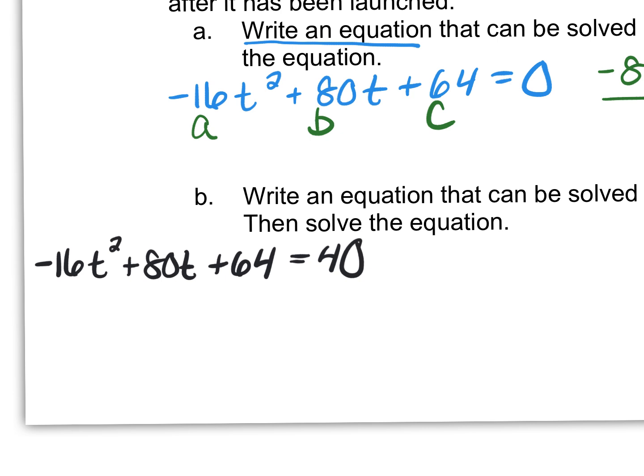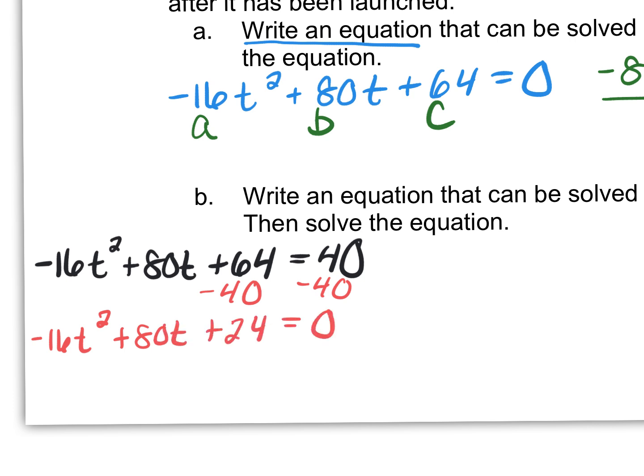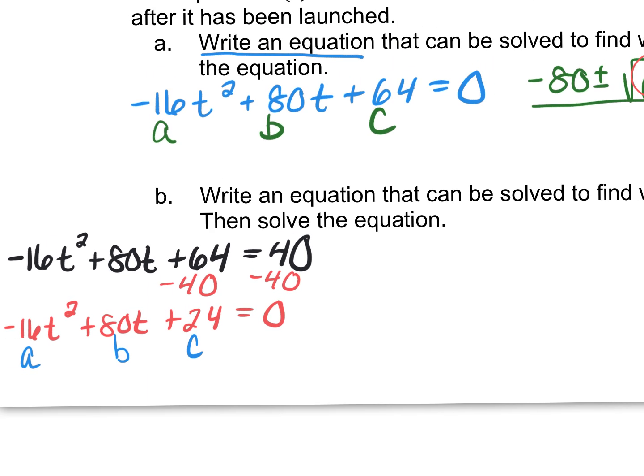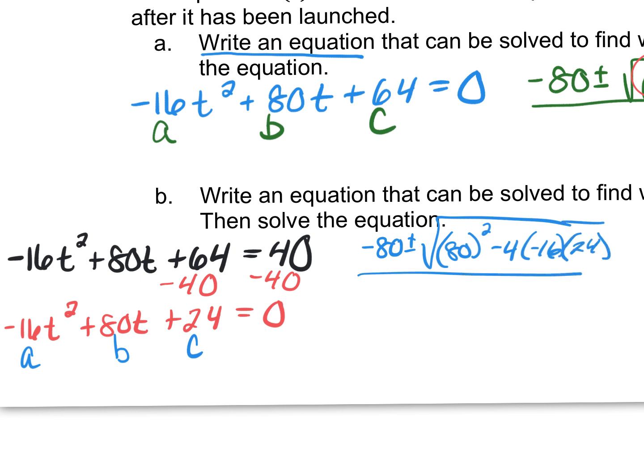And then I'm going to start by subtracting 40 over. And now I get negative 16t squared plus 80t plus 24 is equal to 0. And we can go ahead and label A, B, and C if necessary. A, B, and C. And now we can plug everything into our equation. So the opposite of B, so negative 80 plus or minus the square root of 80 squared minus 4 times A times C, which is 24 now, all over 2 times A.